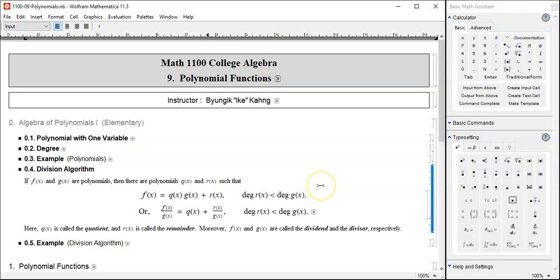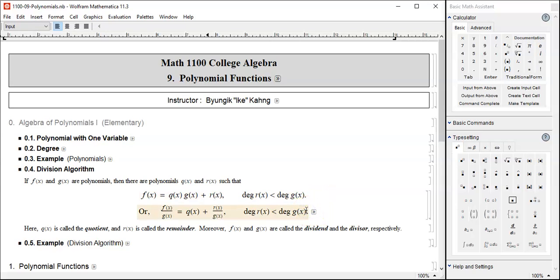Let's suppose we have a couple of polynomials, f of x and g of x, and let's divide f by g. We're going to call f and g the dividend and divisor respectively. So f is the dividend, g is the divisor. Then f can be written as q times g plus r, where q is the quotient and r is the remainder.